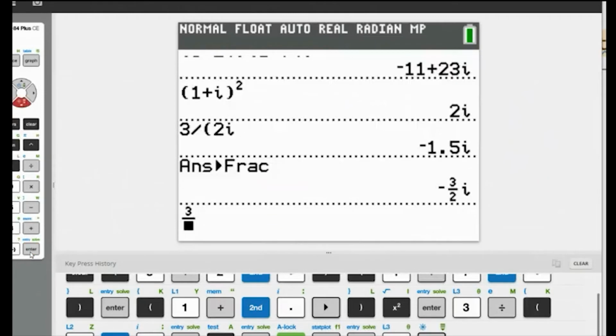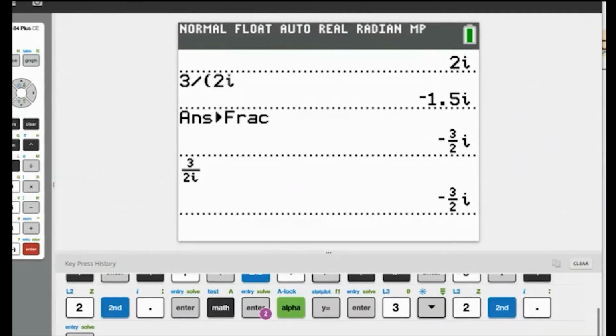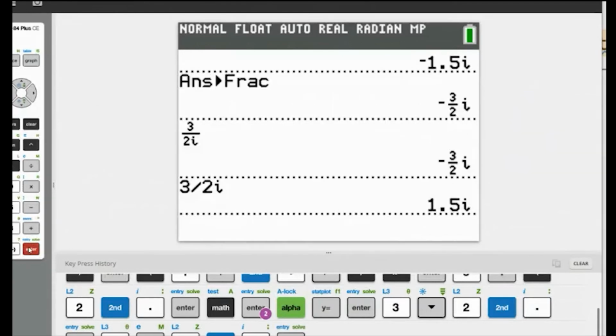You can just do 3 and then 2i, and then you just hit enter. And it does all the work for you. It really helps because some people will do this. They'll do 3 divided by 2i, but really what this is, it's 3 divided by 2 and then times i, rather than dividing by the i. So that's the wrong answer.